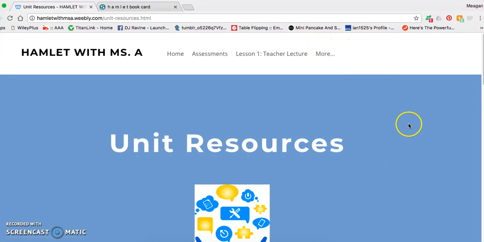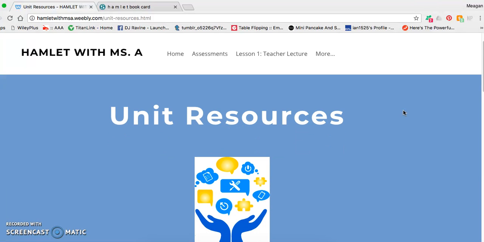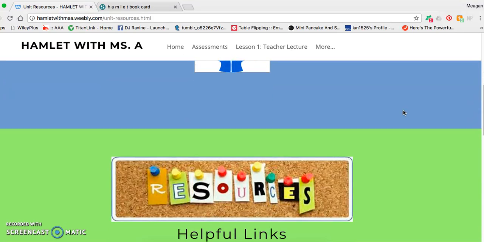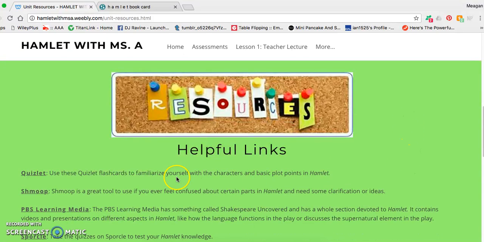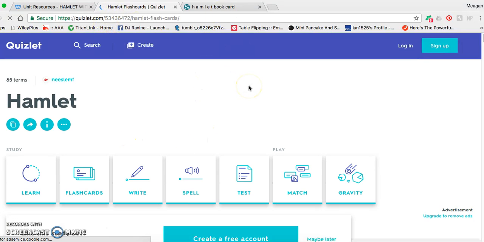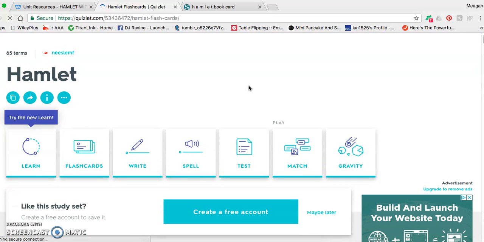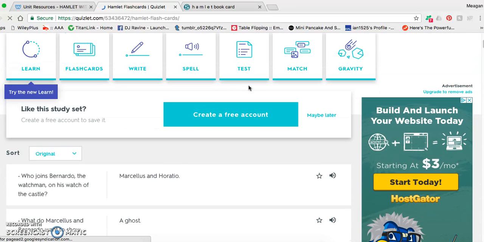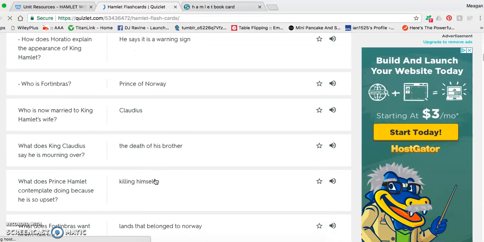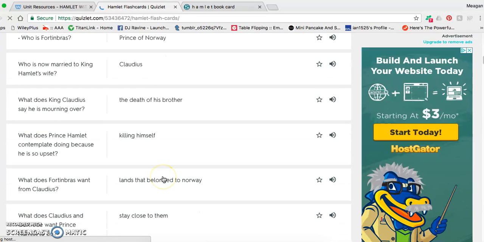And so here are some unit resources because, like I said, Shakespeare is really ambiguous and his language may be hard for students to understand. So here we have a lot of resources that students can use. So we have helpful links like Quizlet. I like Quizlet because it's online flashcards, doesn't waste paper. It tests the characters, or the students know who the characters are, basic plot points. This is a really good set that I liked, so I had the students use it.